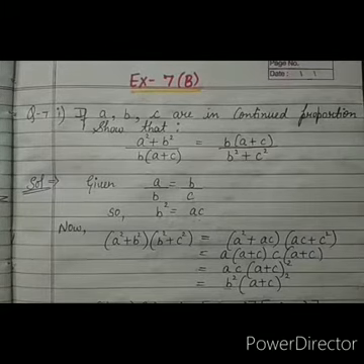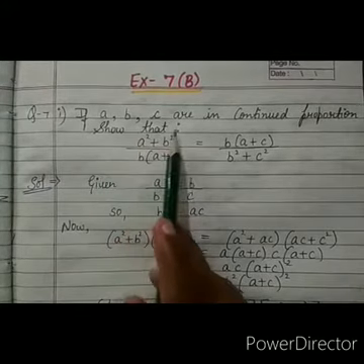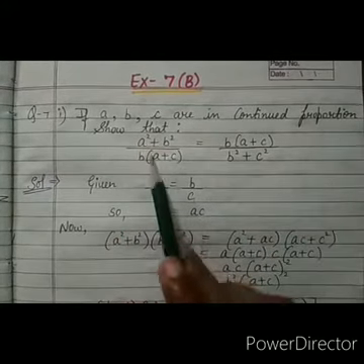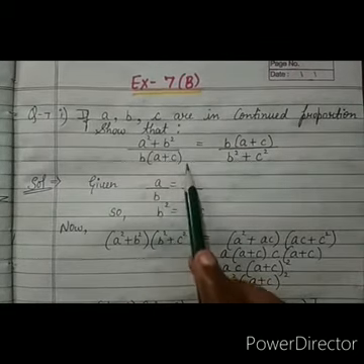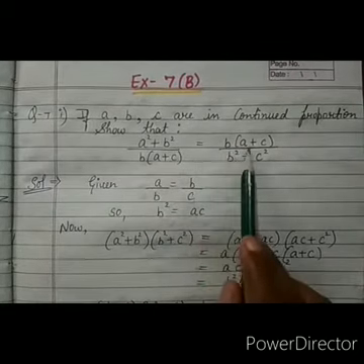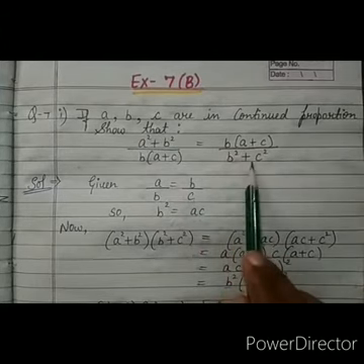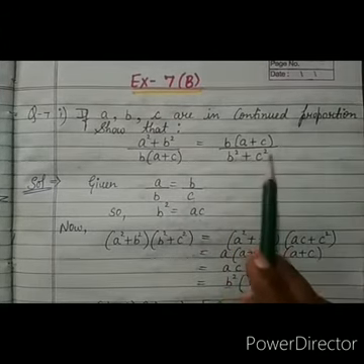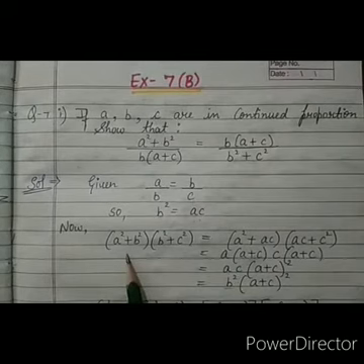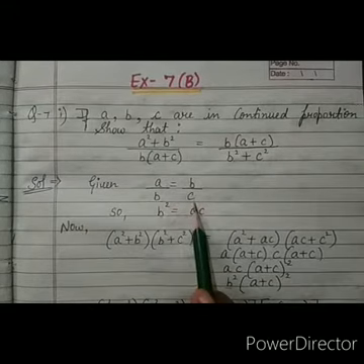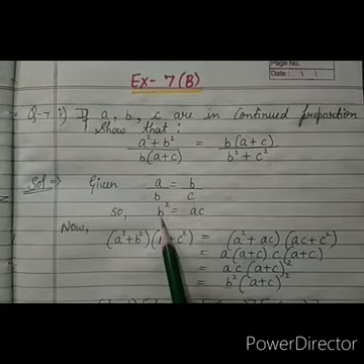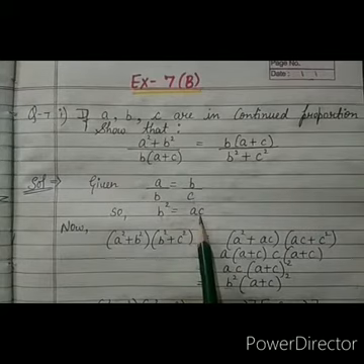Here I am taking question number 7, first part. If A, B, C are in continued proportion, show that (A square plus B square) upon B (A plus C) is equal to B (A plus C) upon (B square plus C square). So as given in the question, A, B and C are in continued proportion. So we can write A upon B is equal to B upon C. After solving this, we will get B square is equal to AC.